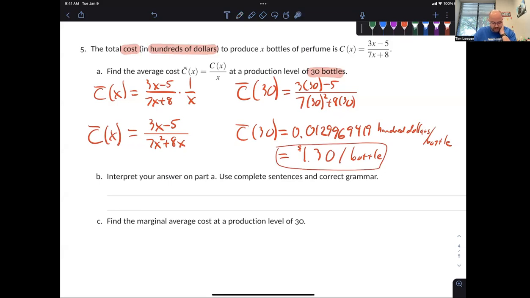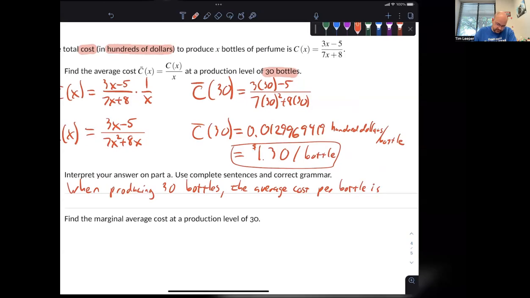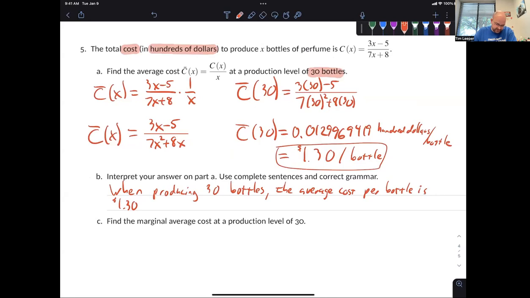Good. Letter B says, interpret your answer to part A. Use complete sentences and correct grammar. All this means is that when you're producing 30 bottles, the average cost per bottle is $1.30. That's it. So it says, when producing 30 bottles, the average cost per bottle is $1.30. That's really all it's asking, or that's really all it's saying.